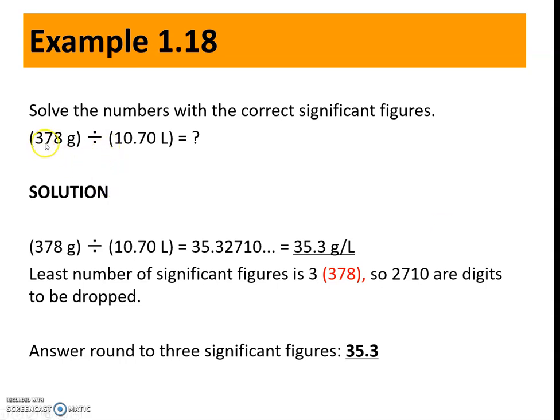Same goes for this one. We have 378 grams divided by 10.70 liter. So solve this question. This is the answer that is given in the calculator. So you take your final answer as 35.3 gram per liter. Don't forget the unit here because you divide gram by liter. So the unit here is gram over liter. And we take 3 significant figures because we consider this number with the least significant figures in the question.